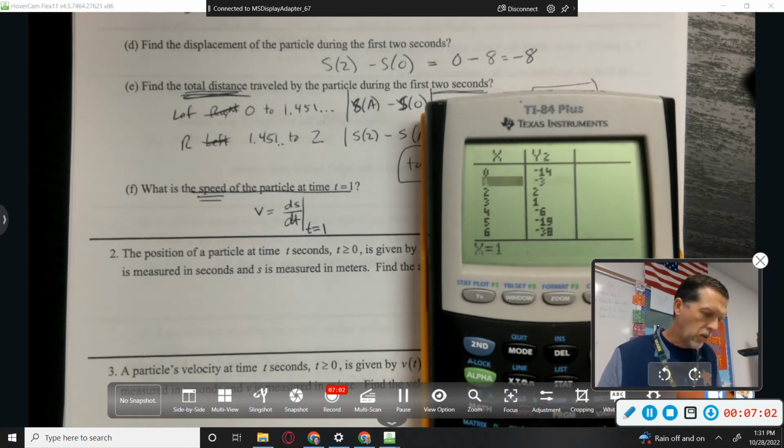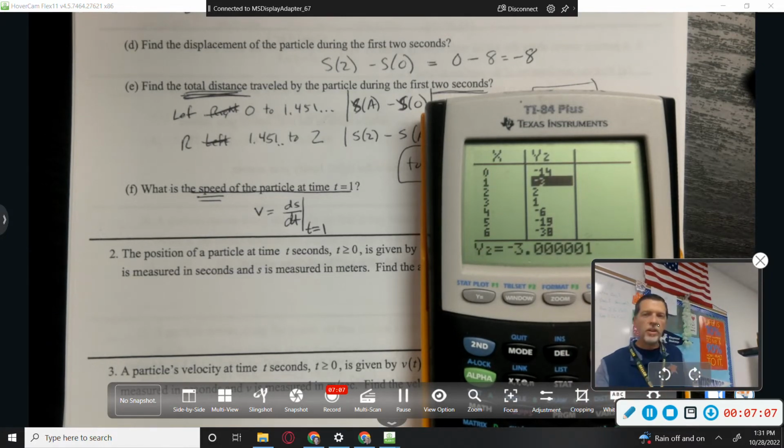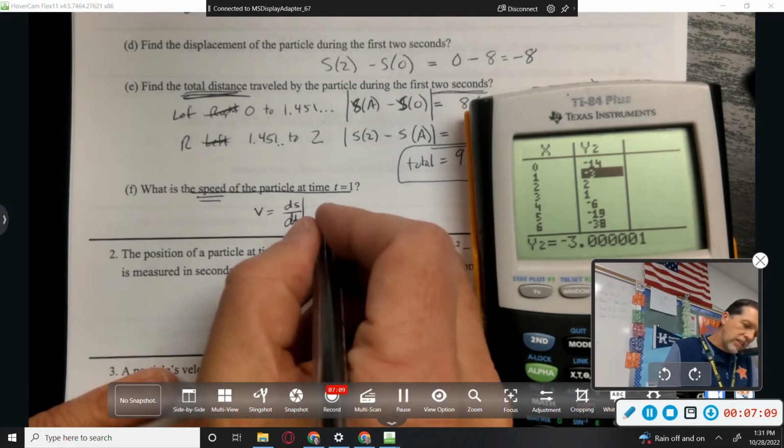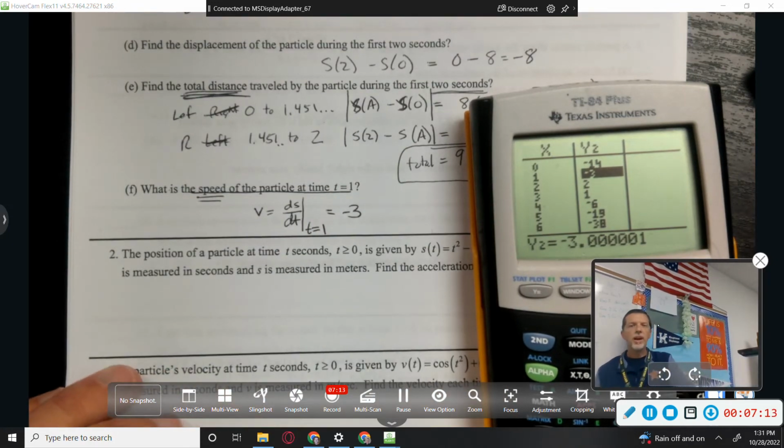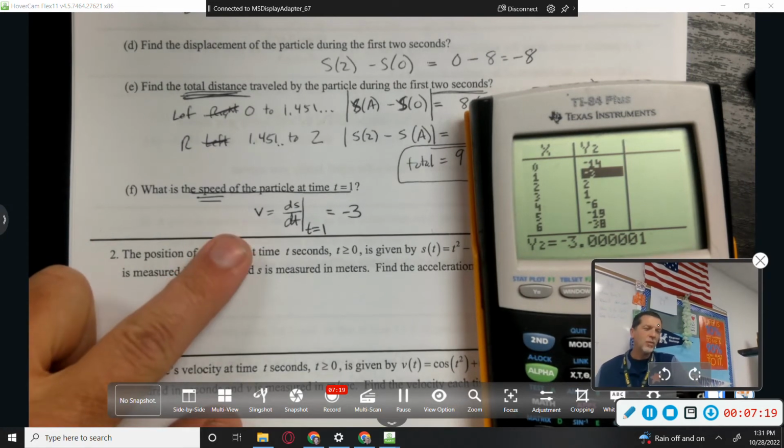Go in table. So y2 is the derivative. So the velocity is -3. So I don't need to type in all the derivative stuff because I did that once and now I can just use the table. But that's not the speed, that's the velocity.